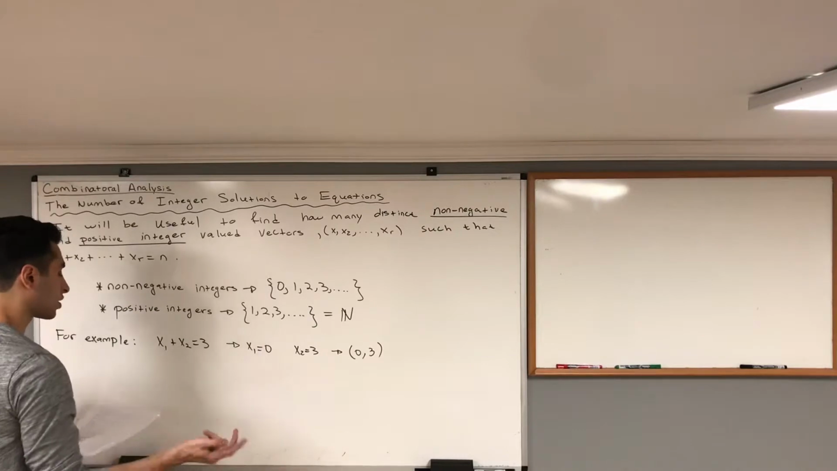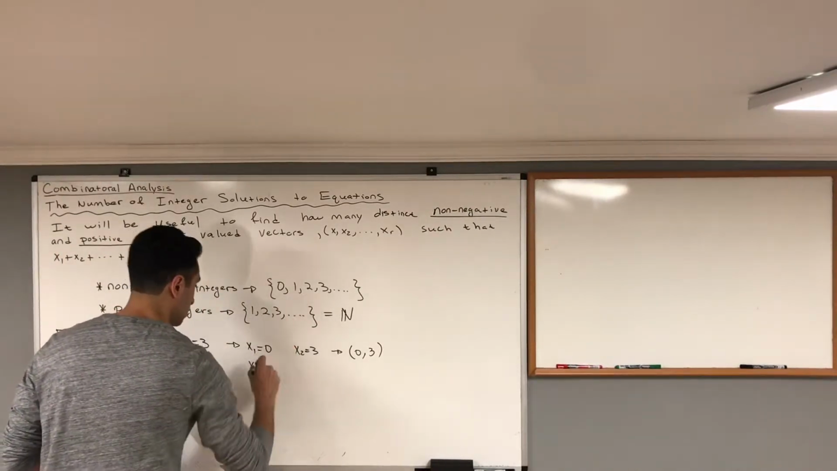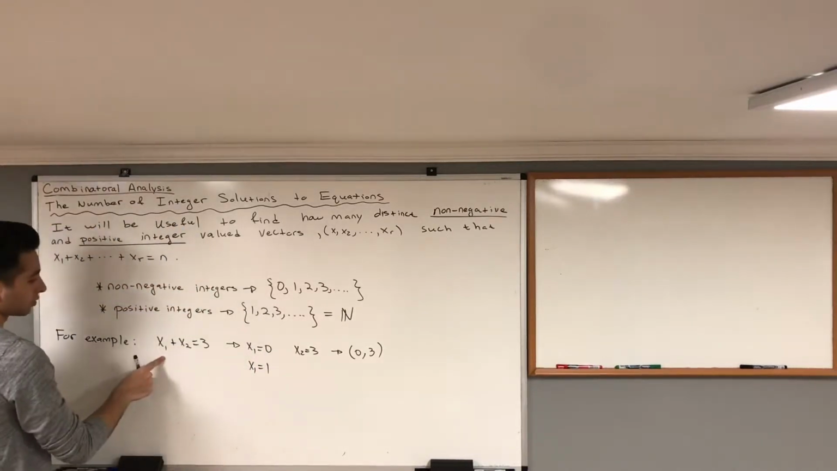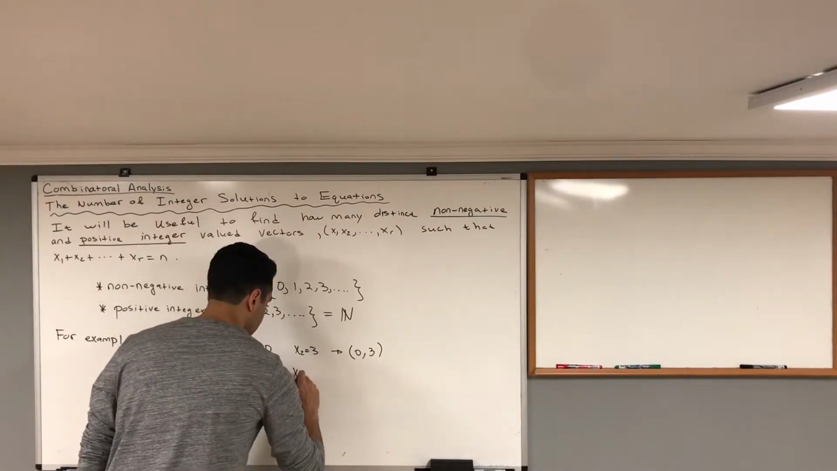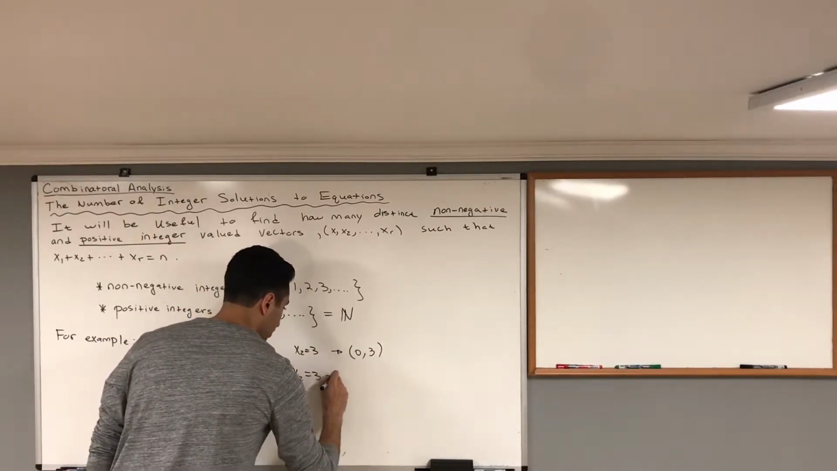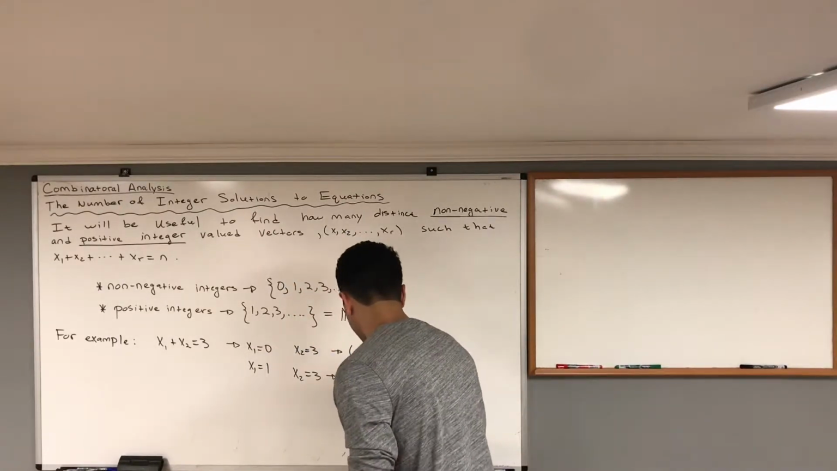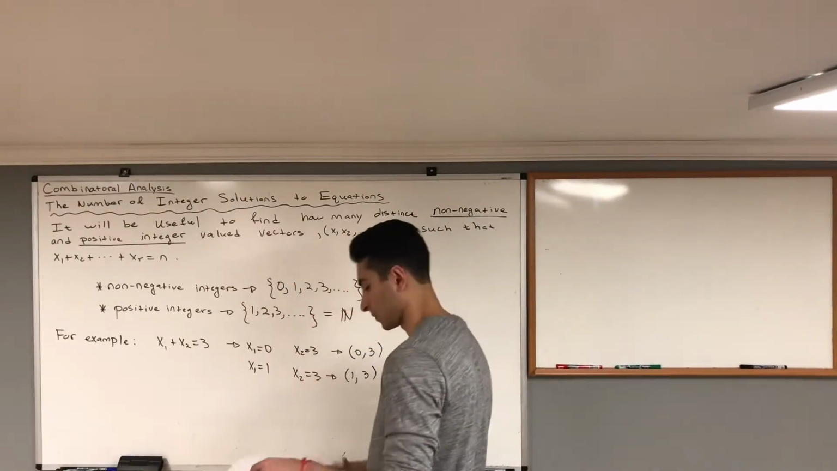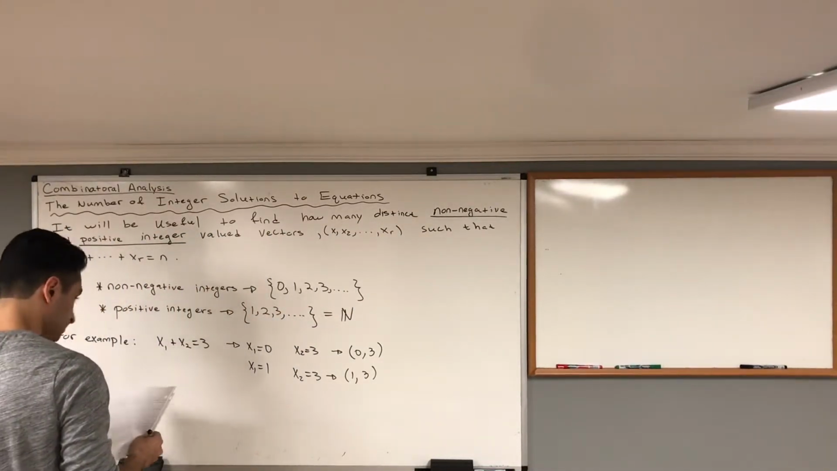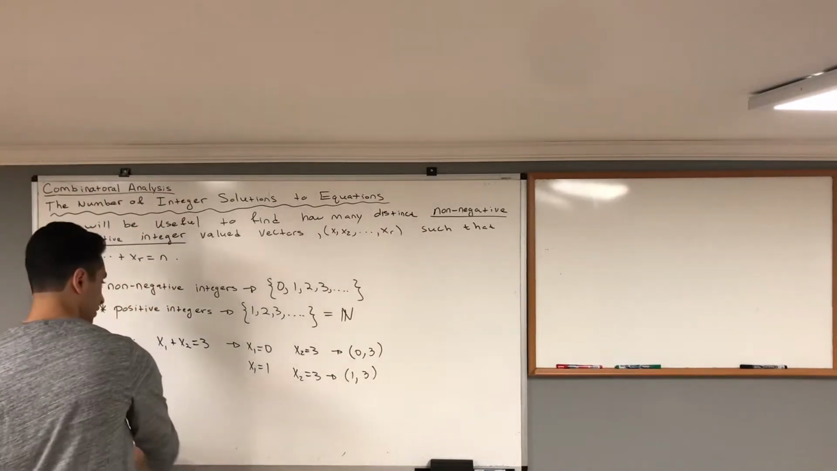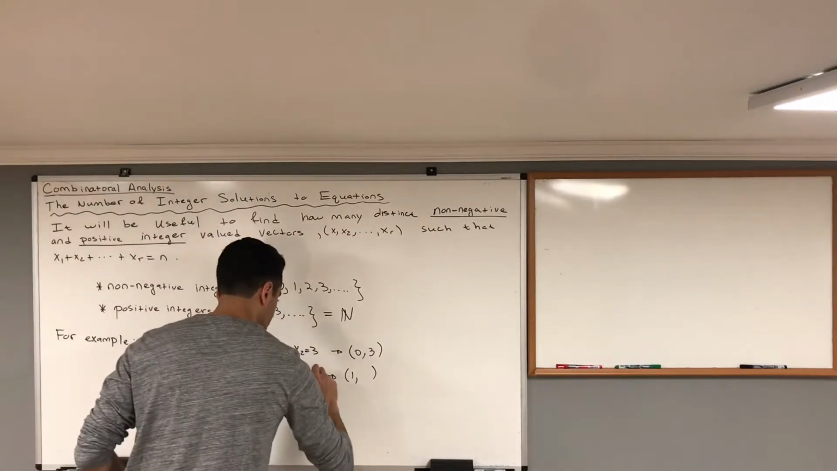But we're not done, right? I could come up with more from this list. What if x1 were 1? Well, if x1 is 1, x2 is 2, right? 2 plus 1 is 3. Okay, so I found another vector where the first term is 1 and my second term is 2. Perfect. Oh, sorry, that should be a 2, not a 3.